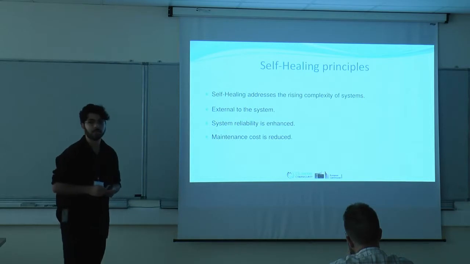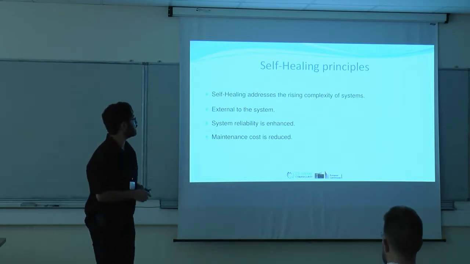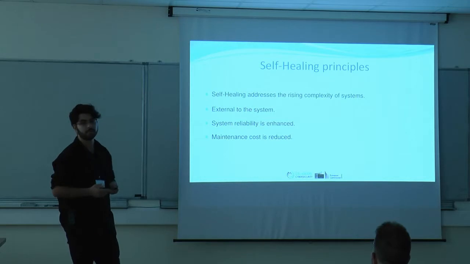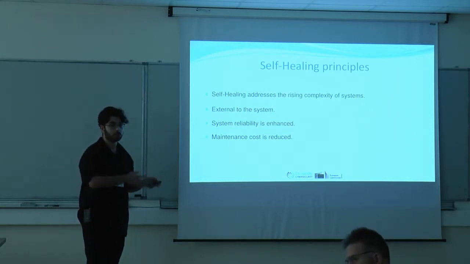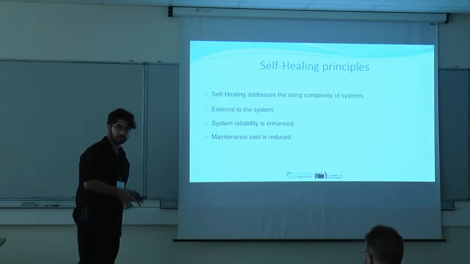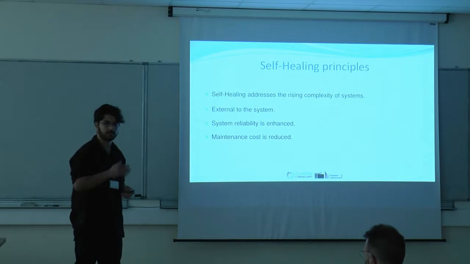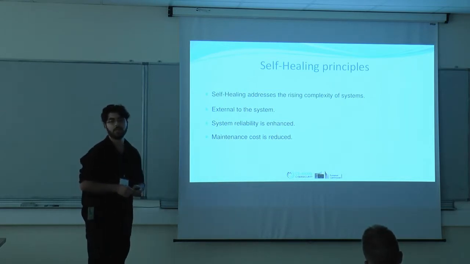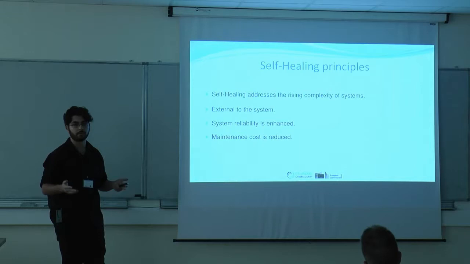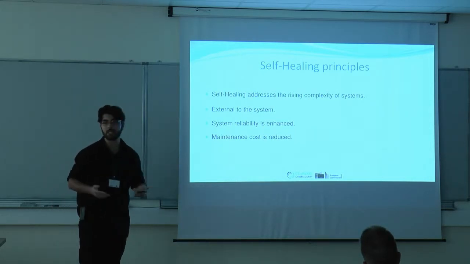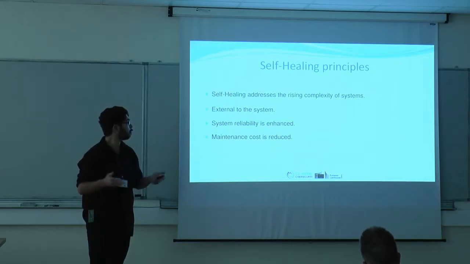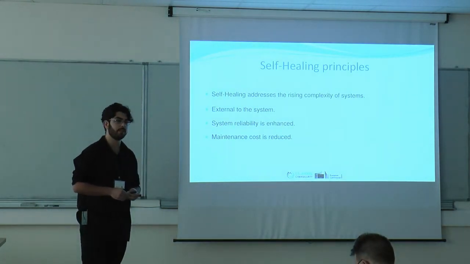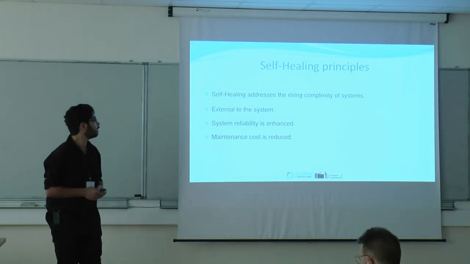So, what does self-healing do? Self-healing addresses the rising complexity of systems. It comes as a solution. It's an external solution, external to the system. It's not integrated, although some implementations of self-healing are integrated, and they have some advantages. We're going to analyze it later. System reliability is enhanced, and maintenance cost is, of course, reduced because we don't have to deal with all this workload, with all this complexity. The system is able to mitigate threats by itself, and the best is the prevention. When self-healing is intelligent, it can also prevent threats.